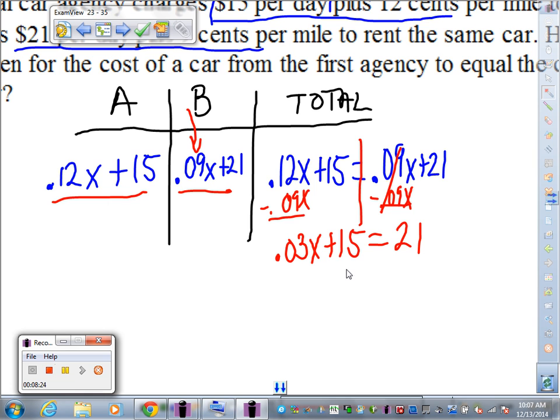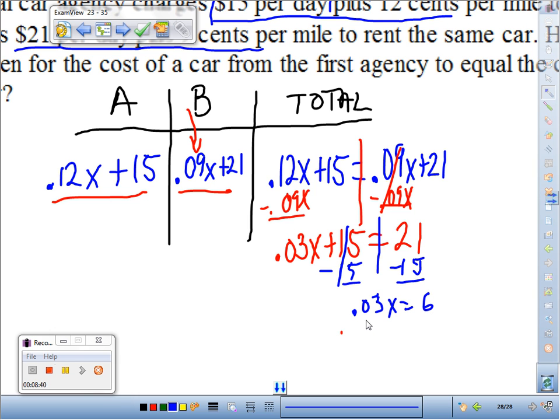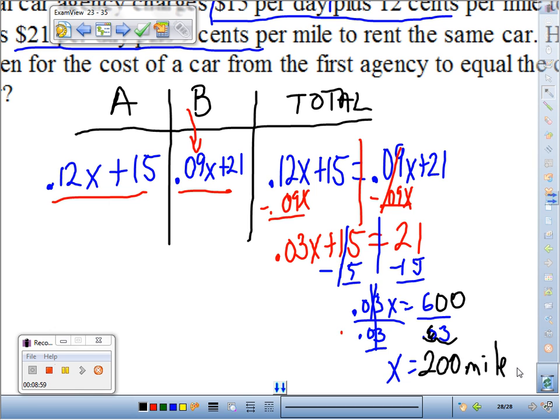So, let's see. I need to leave the x by itself, so I subtract 15 from each side. We're left with 0.03x equals 6. Divide by 0.03, divide by 0.03, x equals, let's see, I need to get rid of the decimal, I move it twice, that means I add two zeros here. So what is 600 divided by 3? 200 miles.